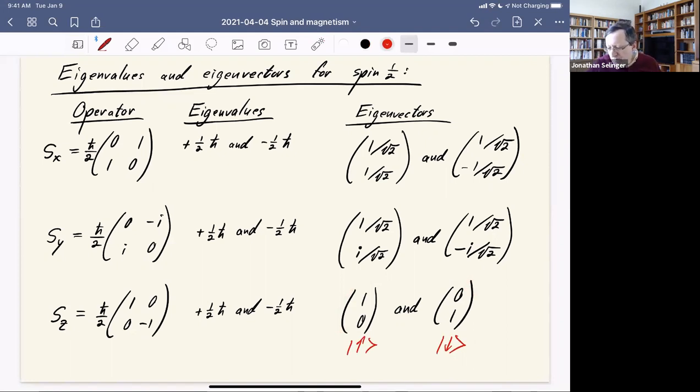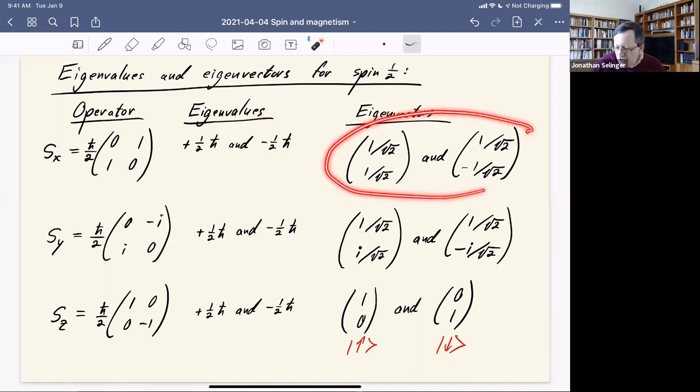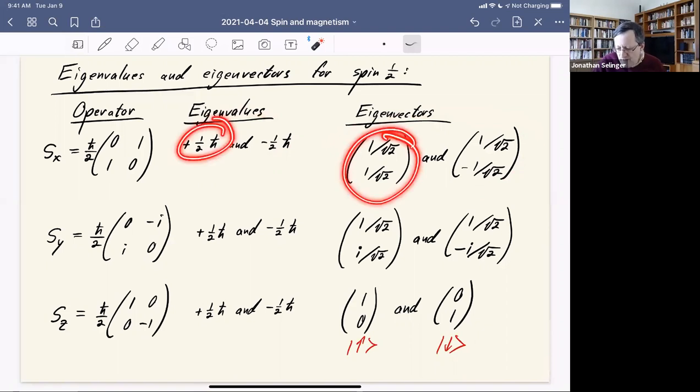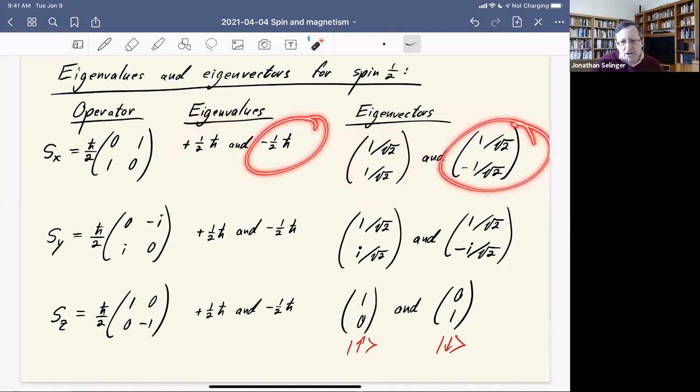And then for Sx, I showed you that the eigenvalues are the same, plus a half h bar and minus a half h bar. And the corresponding eigenvectors are these two vectors. The first eigenvector goes with the first eigenvalue, and the second eigenvector goes with the second eigenvalue.